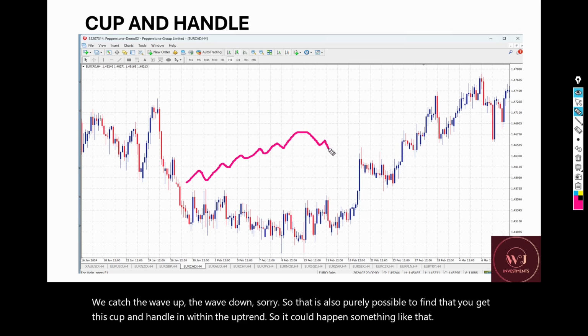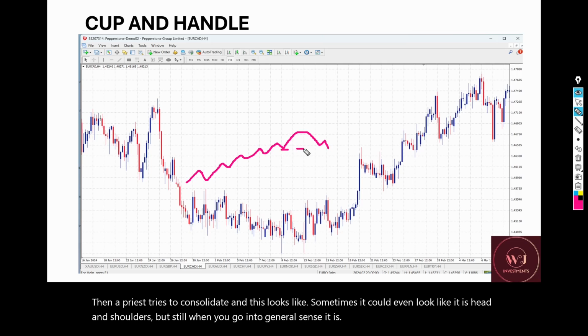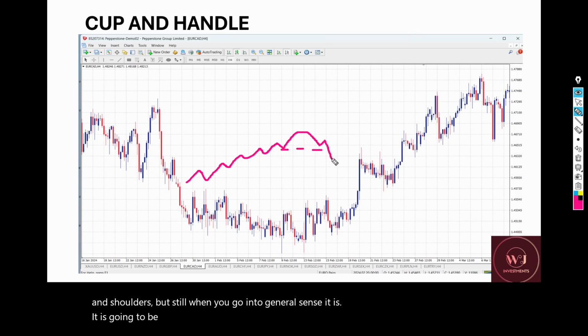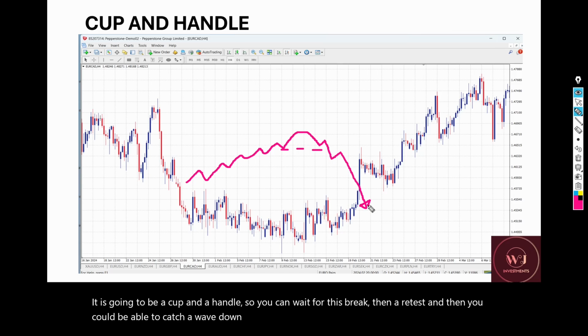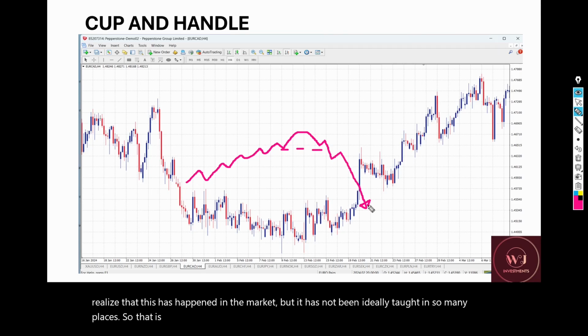Then the price tries to consolidate, and sometimes it could even look like head and shoulders, but still, in a general sense, it is going to be a cup and handle. So you can wait for this break, then a retest, and then we could catch a wave down. I know some of you experienced traders have come to realize that this has happened in the market, but it has not been ideally taught in so many places. So that is the cup and handle. In case it happens on an uptrend, it could look like an inverted cup and handle, maybe something like that.